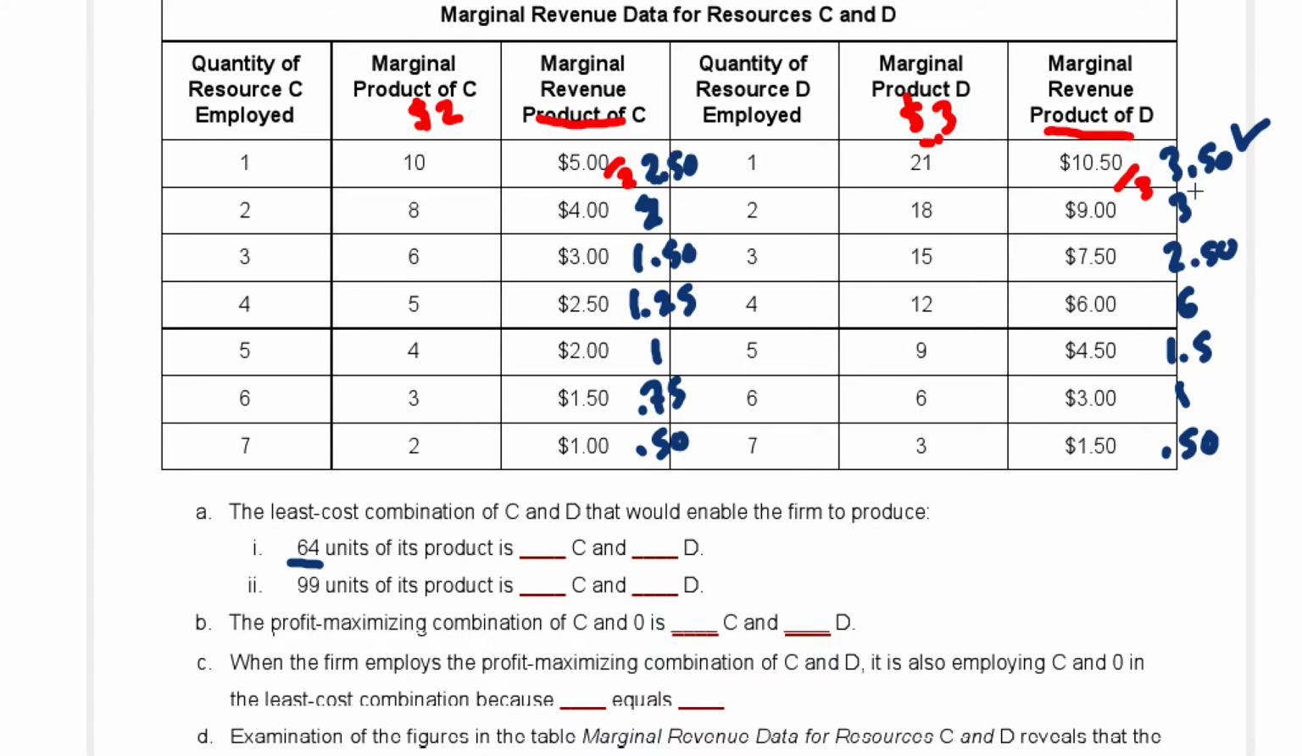This one only gets me $2.50, so $3.50 is better. So this gets me $3.50. That's great. So for that $3.50, I can produce 21. So right now I've produced 21 of these things. We're going to go until we get to 64 here.